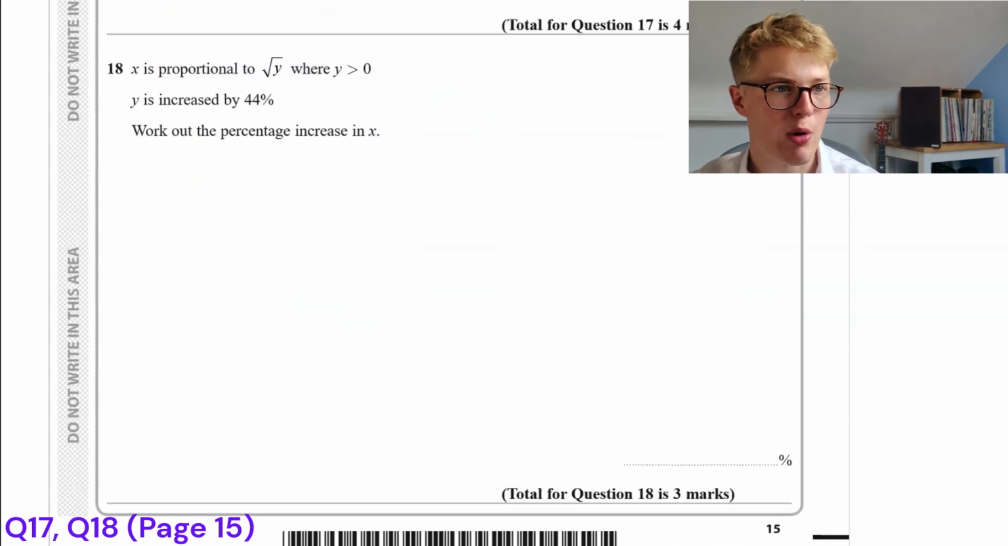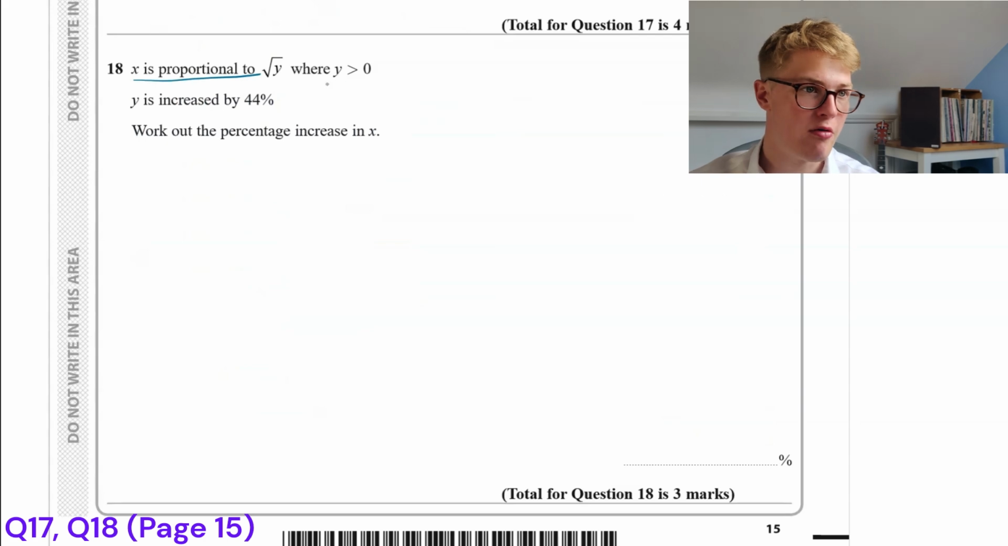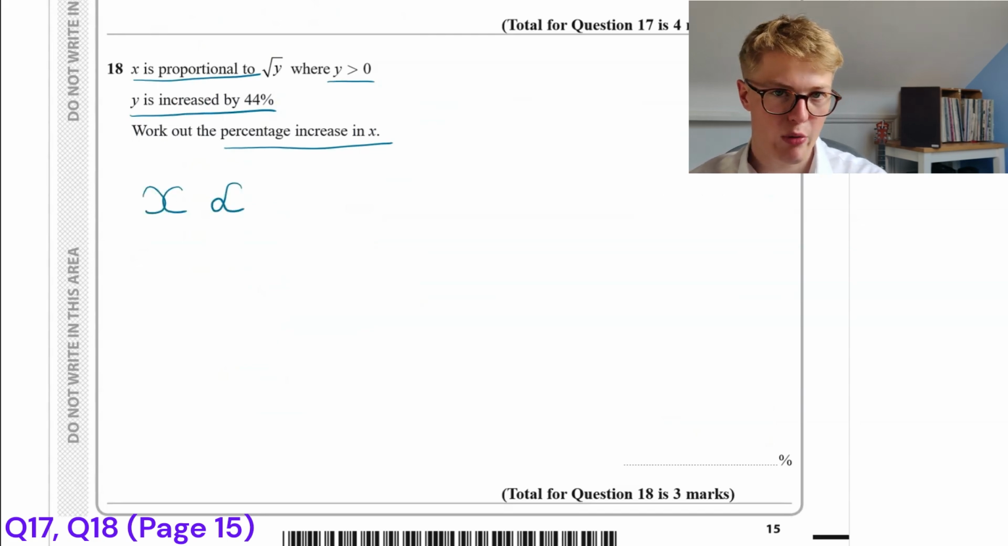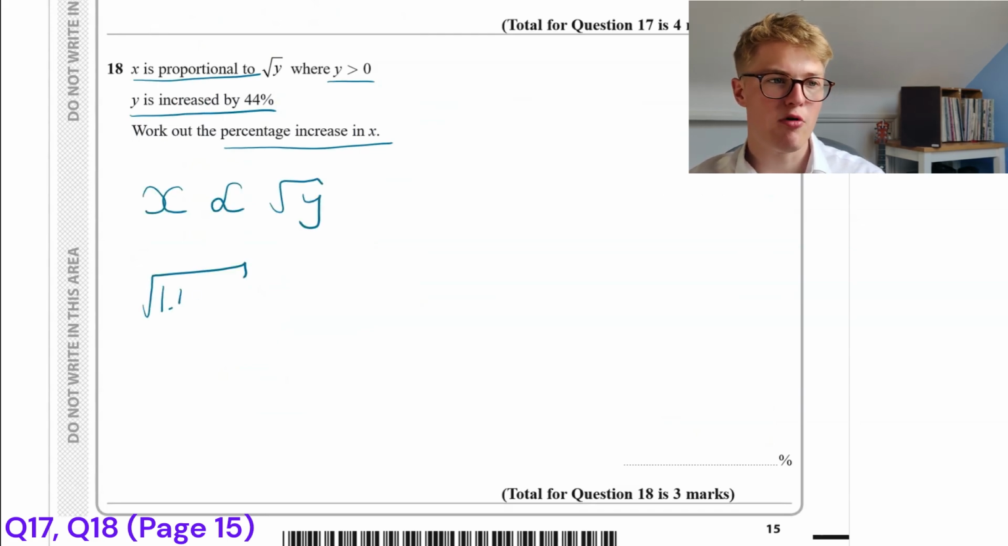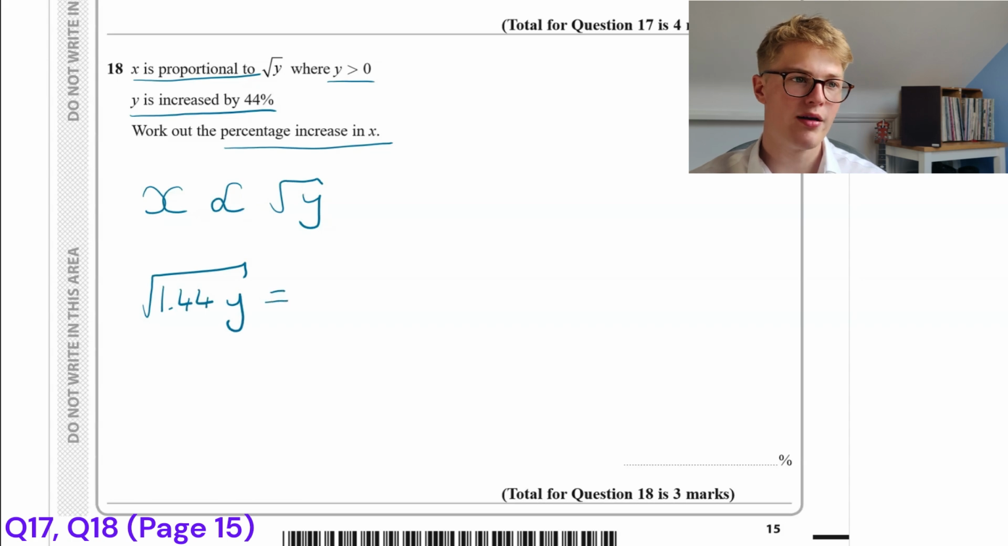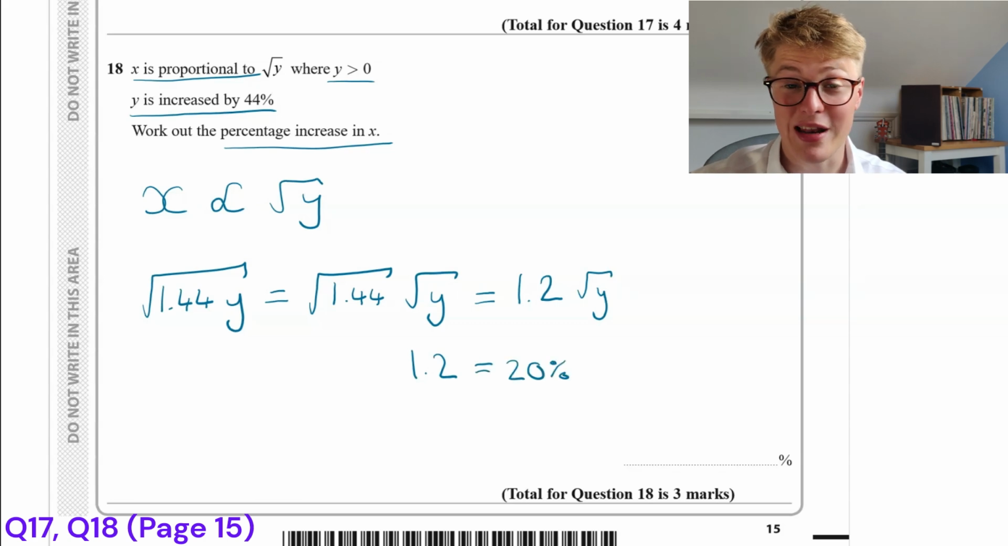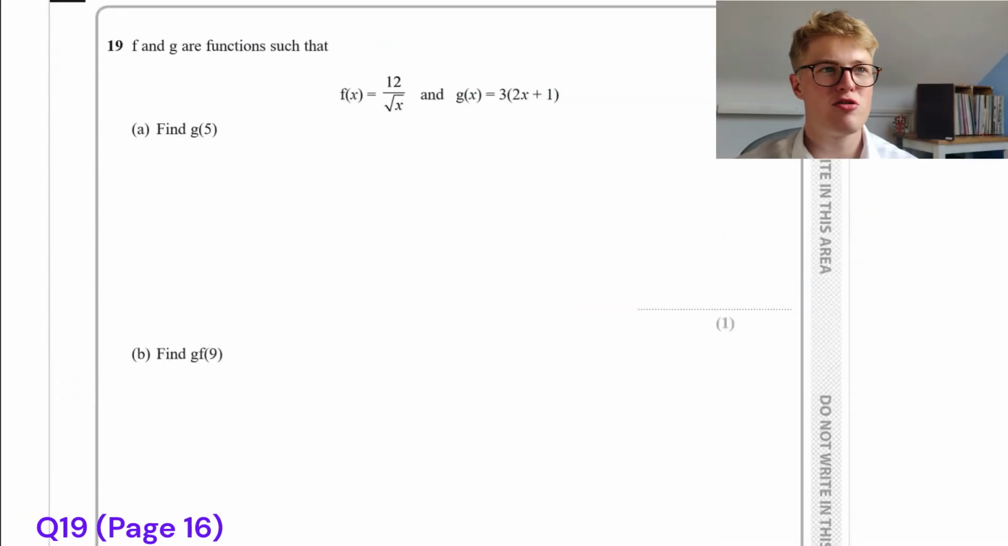X is proportional to the square root of y, where y is greater than 0. Y is increased by 44%, work out the percentage increase in x. So we know x is proportional to the square root of y, and if we had the square root of 1.44 times y, which is a 44% increase in y, we could write this as the square root of 1.44 times the square root of y. This is going to be 1.2 times the square root of y, which means that there's a 20% increase for x.